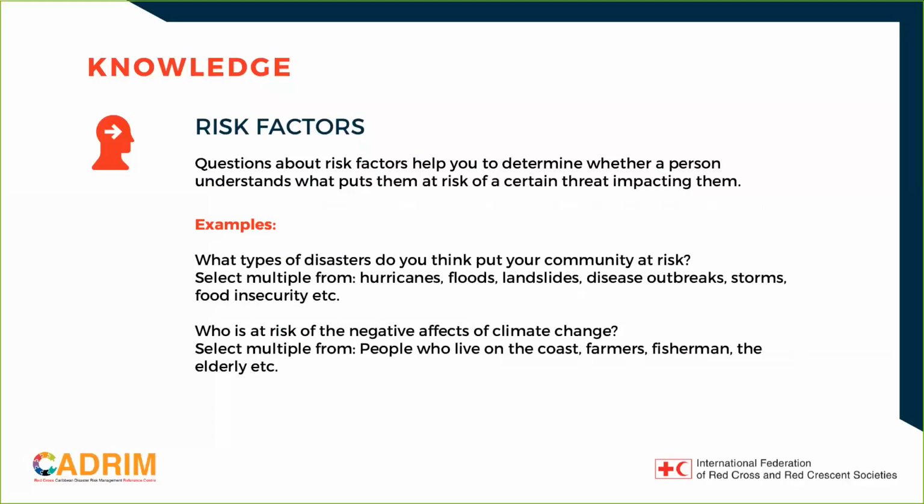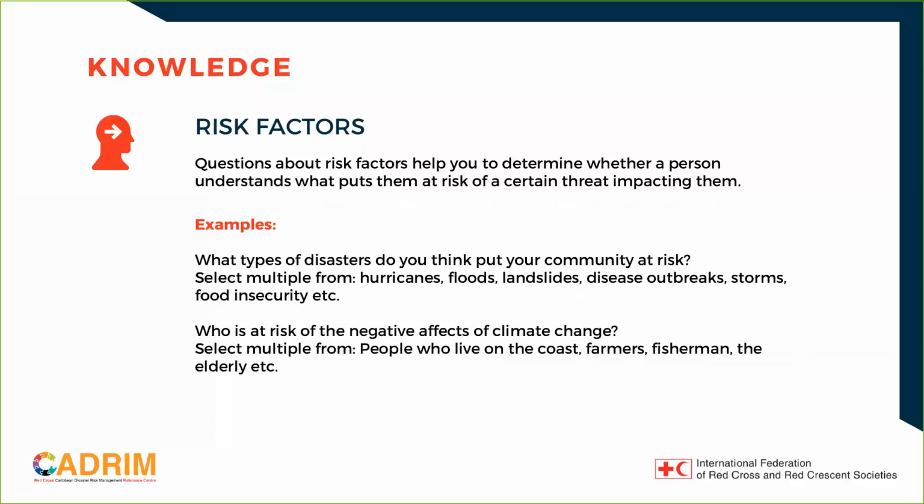And I have here select multiple from, and then I just have some examples of disasters: hurricanes, floods, landslides. And you would have to decide, as Alicia was saying before, whether you would read those out to people, which I would advise against for this type of question, or whether you would wait for their responses and just click the ones that they say. The next example is, who is at risk of the negative effects of climate change? And this helps you to identify whether people understand who in particular might be at risk.